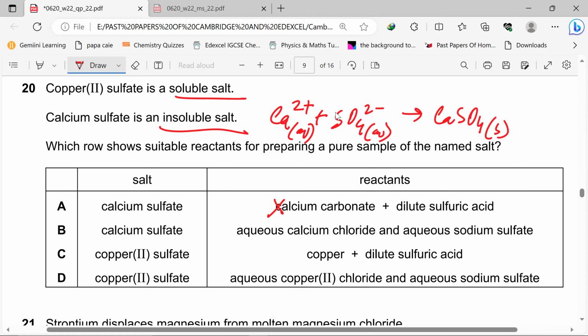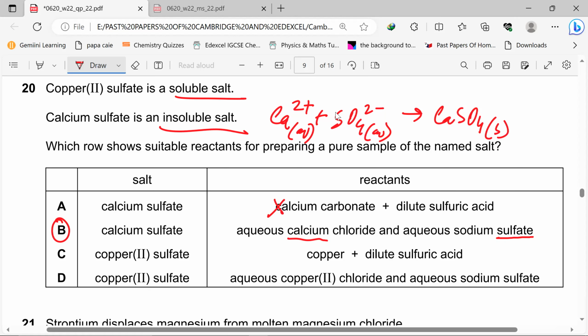Calcium carbonate is insoluble itself. So you cannot make calcium sulfate by using calcium carbonate and dilute sulfuric acid. Next, aqueous calcium chloride. We have calcium 2 plus ion here in calcium chloride, and we have aqueous sodium sulfate, so we have sulfate ion here. Calcium 2 plus ion and sulfate ion will react together to form calcium sulfate. So B is a correct statement.